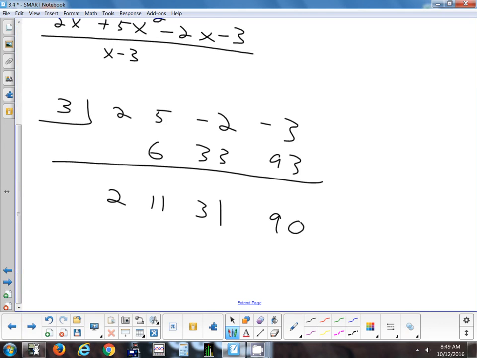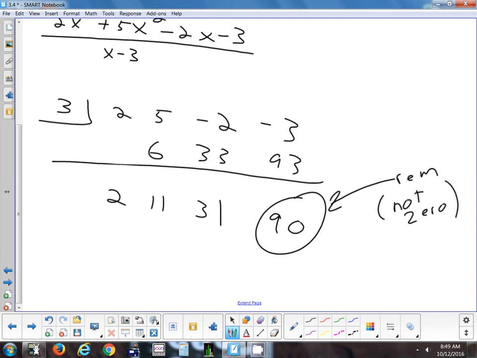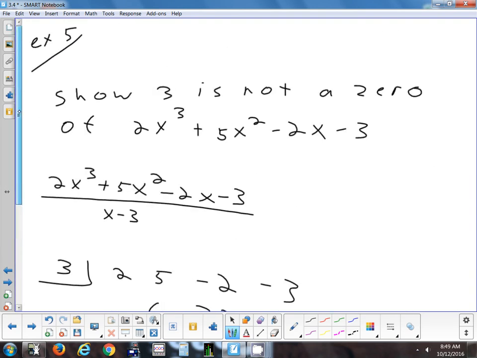Okay. The only thing that can really slow you down is when the arithmetic gets bad, or sometimes I make a mistake because I do it a little fast. But any questions there? So what tells me here that x minus 3 doesn't divide into the numerator? What tells me that 3 is not a root? There's a remainder of how much? 90. That's my remainder, and it's not 0, which proves what they asked me to prove. 3 is not a root.